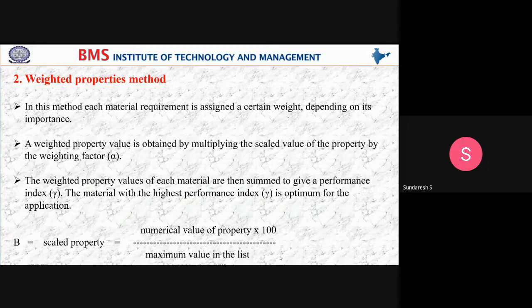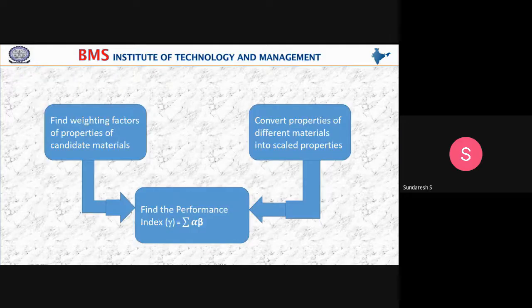Okay. So performance index, the scaled property and the weighting factor: these three are the important terms for us here. Find the weighting factors of properties of candidate material. Convert the properties of the different materials into scaled properties. And finally, we will find out the performance index, that is summation of alpha into beta. So we'll solve the problem. Then you will understand how we use the weighted property method for selection of a material.